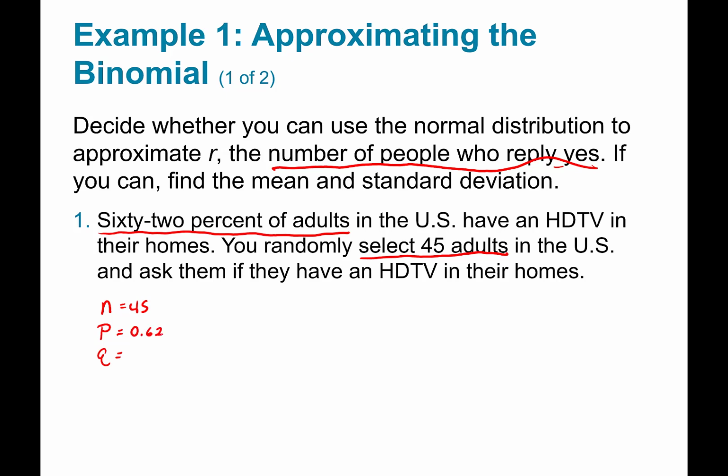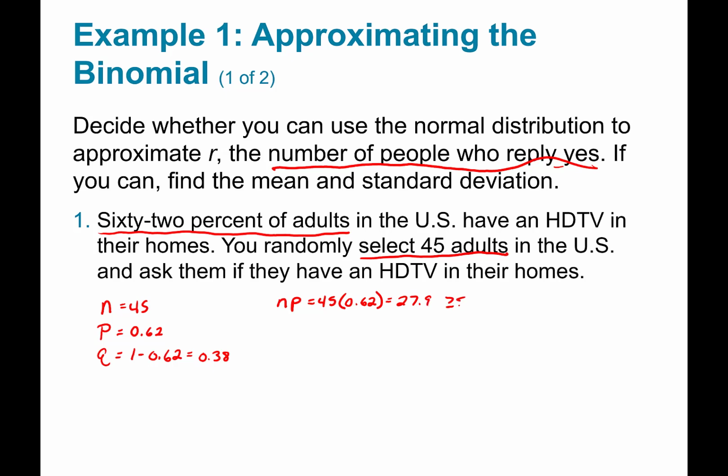Which then means the probability of failure, Q, is 1 minus P. So Q is always going to be 1 minus P, so 1 minus 0.62. So we get a probability of failure in this case of 0.38. So now we just need to check what NP is. So N times P is 45 times 0.62. And so we get 27.9.